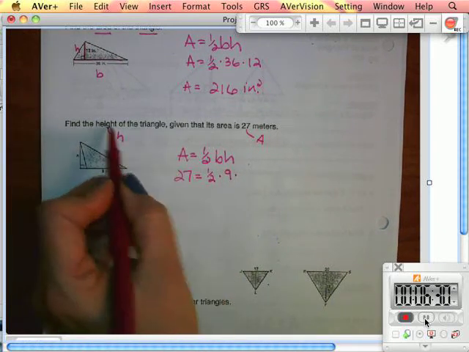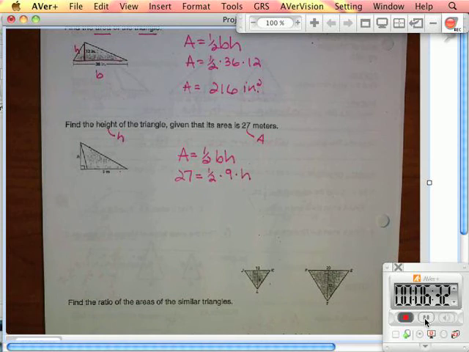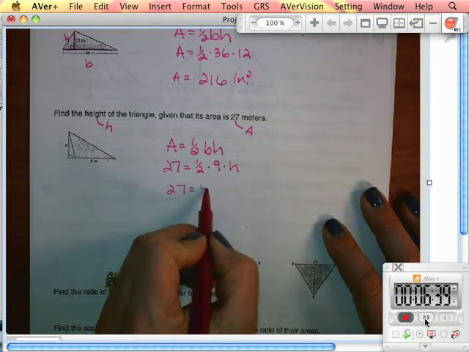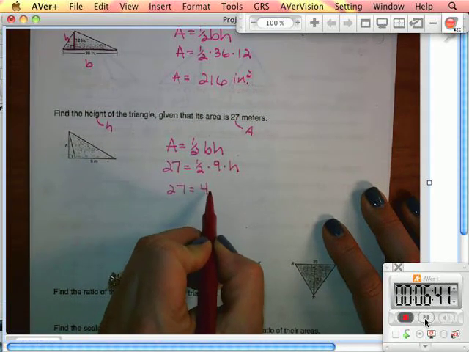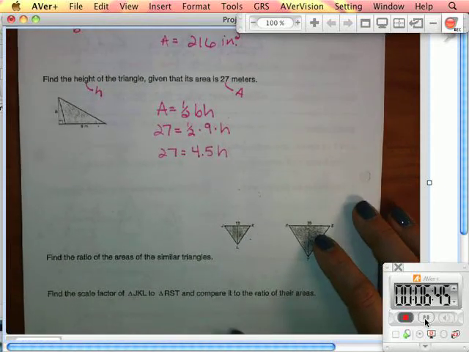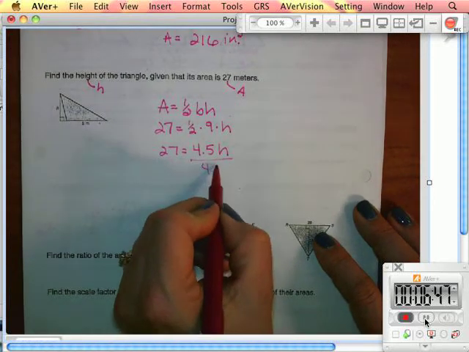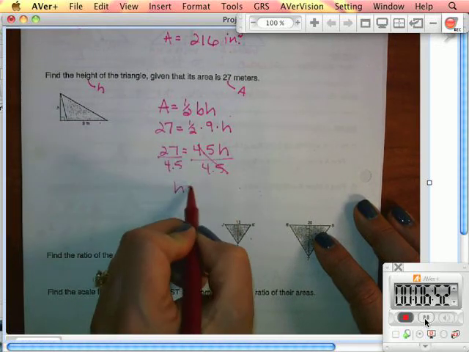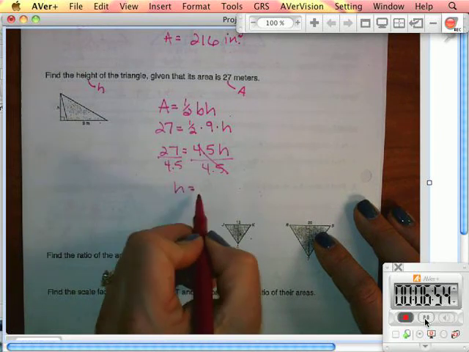Do I know the height? I don't know it yet. I'm going to figure it out. What's half of 9? 4.5. Divide by 4.5, and I'm going to have my height. H equals 6.